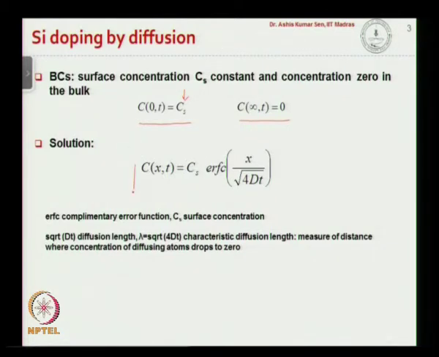So this is the solution for C(x,t). C(x,t) is Cs times the complementary error function of x over square root of 4Dt, and we said that the square root of Dt is the diffusion length, and we can define a parameter lambda, which is the characteristic diffusion length, as square root of 4Dt. And this characteristic diffusion length is the distance where the concentration will be reducing to 0. So it is the distance from the surface where the concentration will reduce to 0.